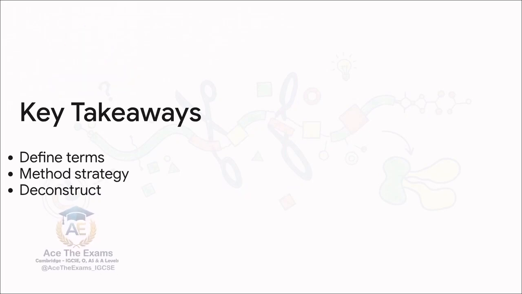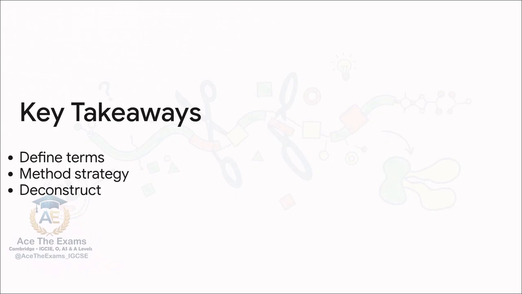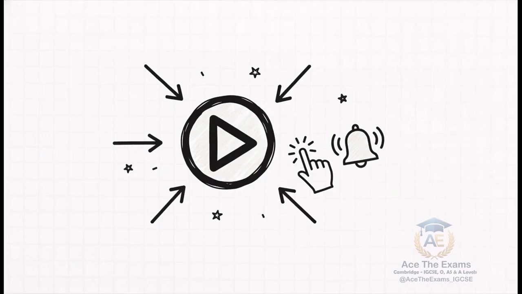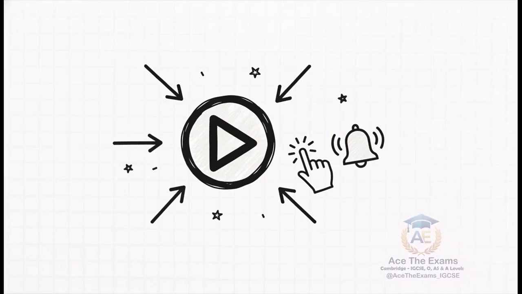Before we solve that mystery, let's quickly cement what we've learned today. 1. Master your terminology. Introns are removed, exons are expressed, and you must define them first. 2. Apply the method mark strategy to ensure your reasoning aligns directly with the stimulus data. And 3. Use the deconstruct, solve, evaluate framework to logically tackle complex data analysis. You are now fully primed to secure those high marks in post-transcriptional modification.